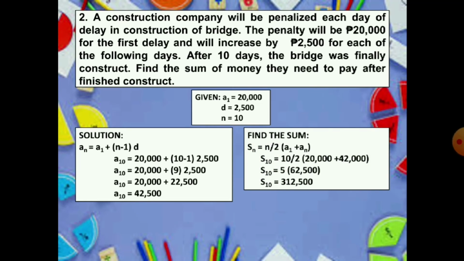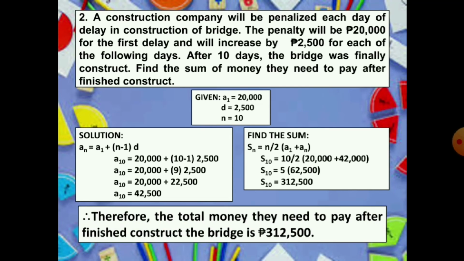To find the sum of money they need to pay, we apply this formula. S sub n is equal to n divided by 2 times the sum of a sub 1 plus a sub n. By substituting all the values, S sub 10 is equal to 10 divided by 2 times the sum of 20,000 plus 42,500. By following the PEMDAS rule, 20,000 plus 42,500 is equal to 62,500, times 5 is equal to 312,500.